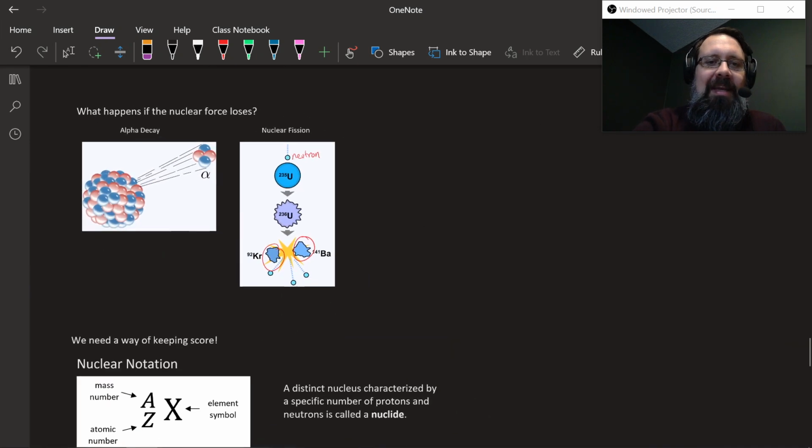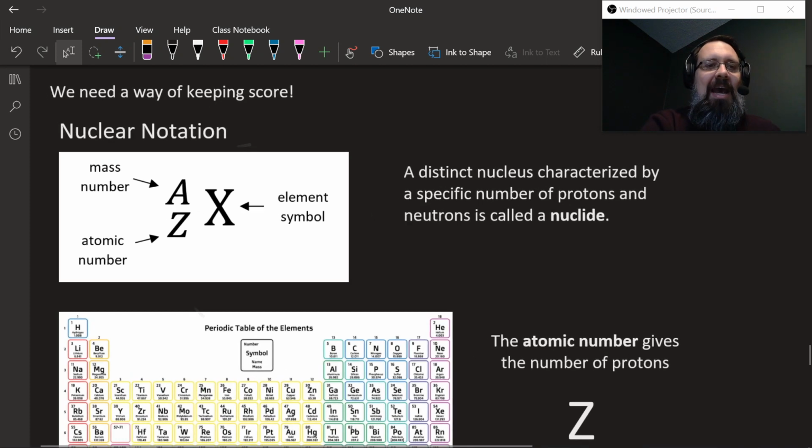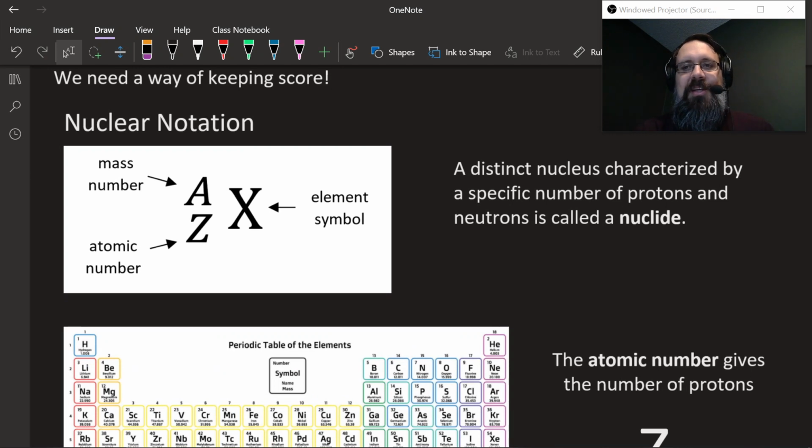All right, so we need a way of keeping score. We need a way of saying which force is winning: is it the strong force or is it the electromagnetic force? We need a way of telling how stable the nucleus is, whether it's going to hold itself together. To do that, we come up with this thing called nuclear notation. My plan for the last 5 minutes or so of this video is to show you guys how to write down this notation.